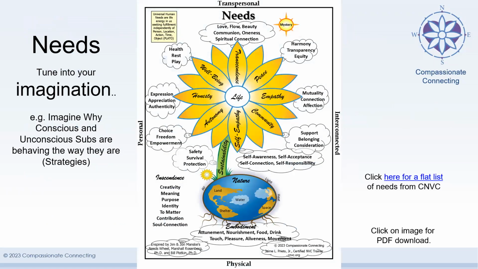And this is my nature-based, I guess I call it the flower of life, but it's how I organize universal human needs. If you click on this, you'll get a PDF of this particular image along with some feelings lists. Needs, I see as an invitation to tune into your imagination. Like, why am I having a feeling? Engaging in this conscious conversation with what's going on unconsciously, and putting out the question, why am I having this particular feeling in my mind?